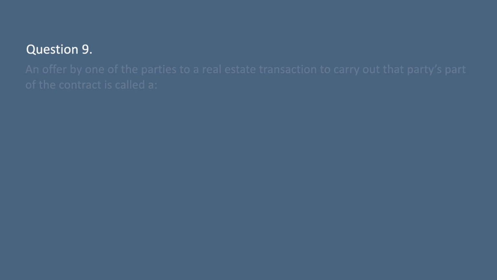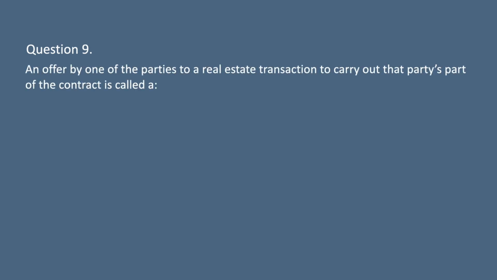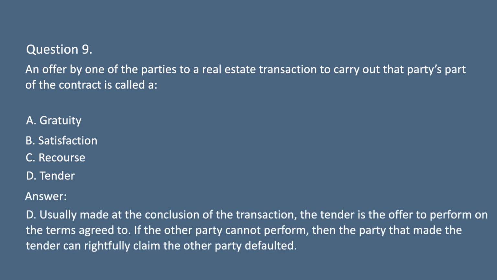Question 9. An offer by one of the parties to a real estate transaction to carry out that party's part of the contract is called A. Gratuity. B. Satisfaction. C. Recourse. D. Tender. Answer: D. Usually made at the conclusion of the transaction, the tender is the offer to perform on the terms agreed to. If the other party cannot perform, then the party that made the tender can rightfully claim the other party defaulted.